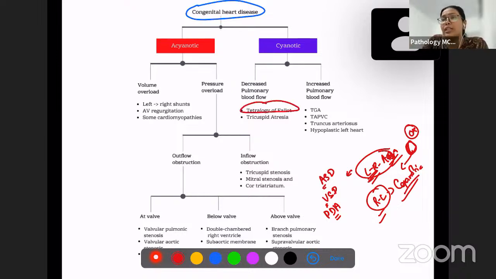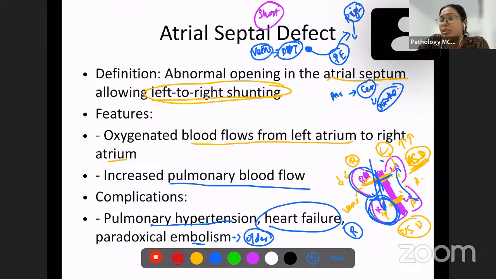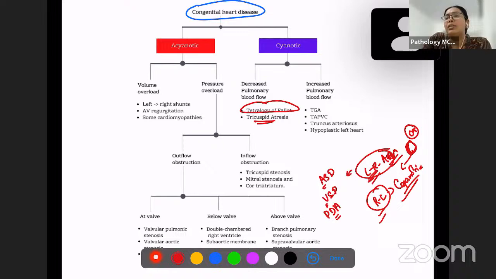We will be discussing it because it's also a short answer question. Then tricuspid atresia. The tricuspid valve is present between the right atrium and the right ventricle. When there is tricuspid atresia, there is going to be right atrial hypertrophy, and that is a cyanotic disease. We also have TGA, transposition of great arteries, and truncus arteriosus. These are all right to left shunts, which are cyanotic diseases.